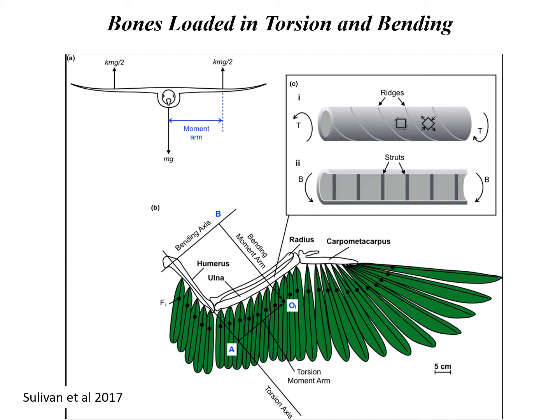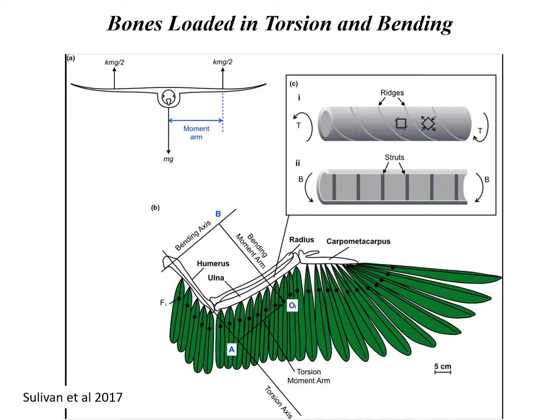Furthermore, if you look at panel B, you see the feathers displayed along the wing. Each feather has a black dot on it. This is the center of lift being generated by each feather, and this applies another torque to the humerus, the ulna, and other bones of the forelimb.